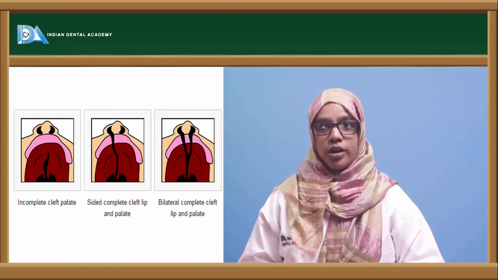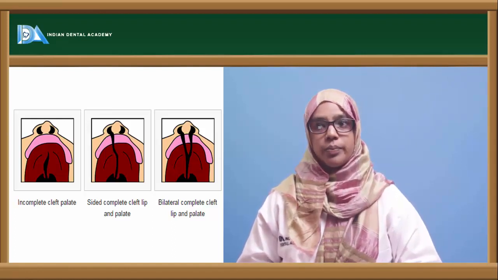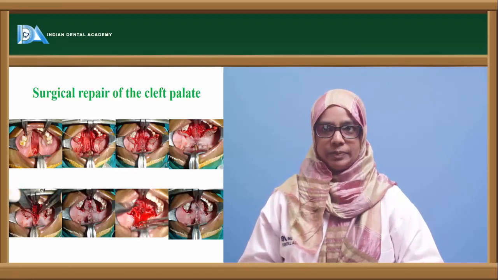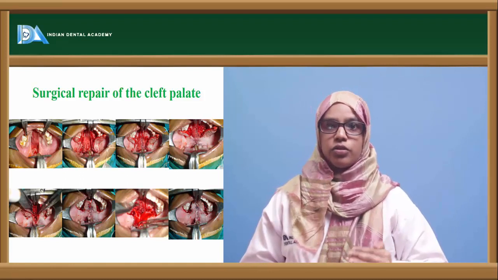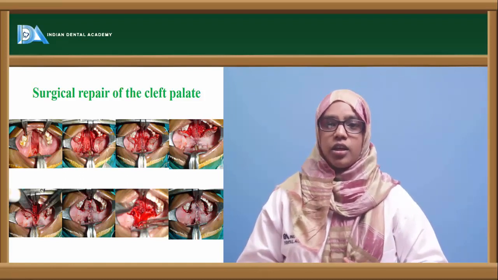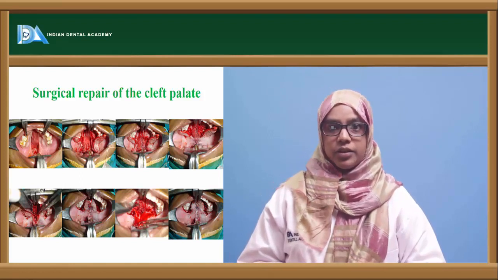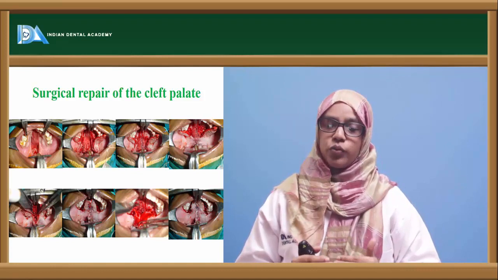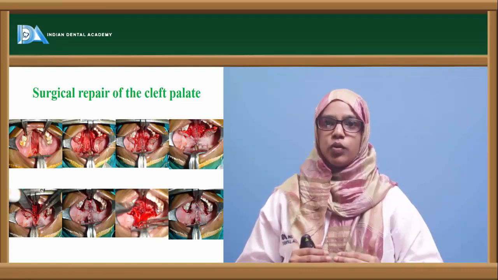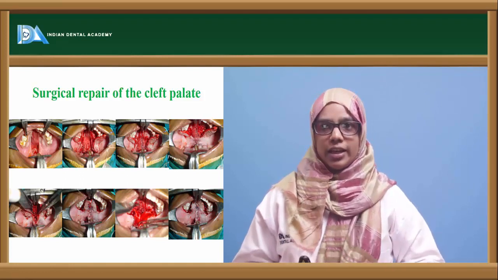The second picture shows a complete unilateral cleft lip and palate, and the third picture shows a complete bilateral cleft lip and palate. Now these are the surgical steps seen when you're treating a cleft palate. The most common technique used to treat a cleft palate is the Bardach two-flap technique. In this technique, you raise a finger-shaped, complete mucoperiosteal flap, which is based on the greater palatine artery.